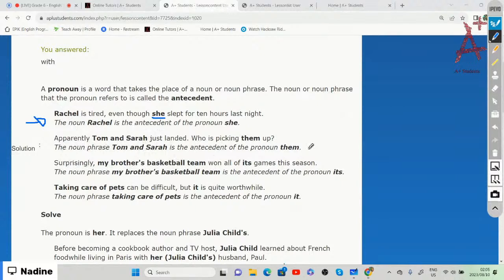The next one: Surprisingly, my brother's basketball team won all of its games this season. The noun phrase, my brother's basketball team, is our antecedent in the sentence, and the pronoun is its. Its is the pronoun, because it's referring to the basketball team.